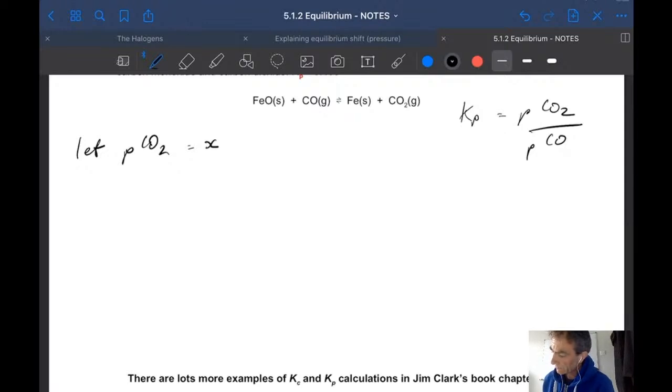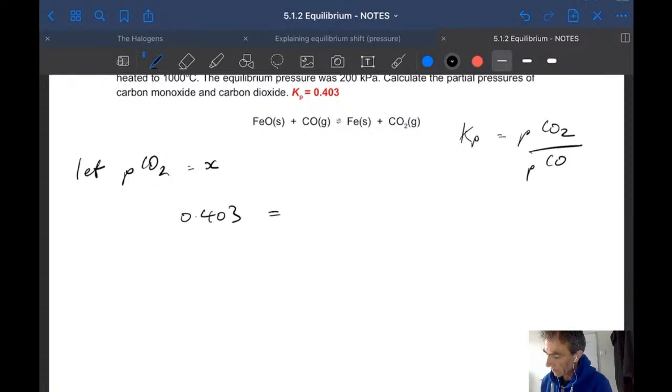So therefore the Kp value, 0.403, is going to be equal to X, the partial pressure of carbon dioxide, over the partial pressure of the carbon monoxide, which is going to be the total pressure minus the partial pressure of carbon dioxide, so 200 minus X. So rearranging that now, so we've got X by itself, 0.403 multiplied by 200 minus X equals X.